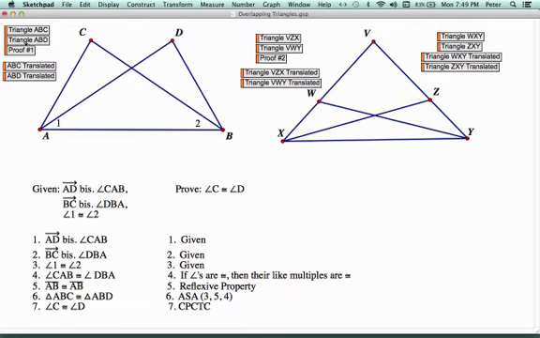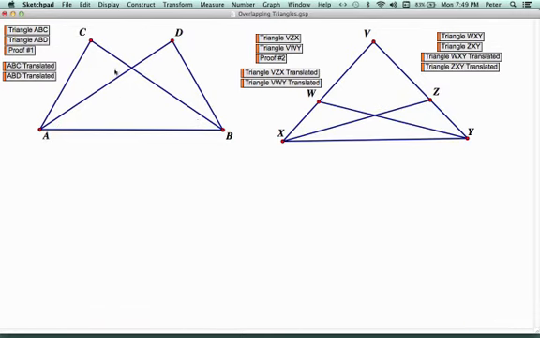Okay, that's a pretty common diagram that we'll see in the book. But this one on the right is also a really common diagram. And you'll see that there's actually two pairs of overlapping triangles. We have triangle VZX, which overlaps triangle VWY on the top. Or we could look at triangle WXY overlapping ZXY on the bottom.